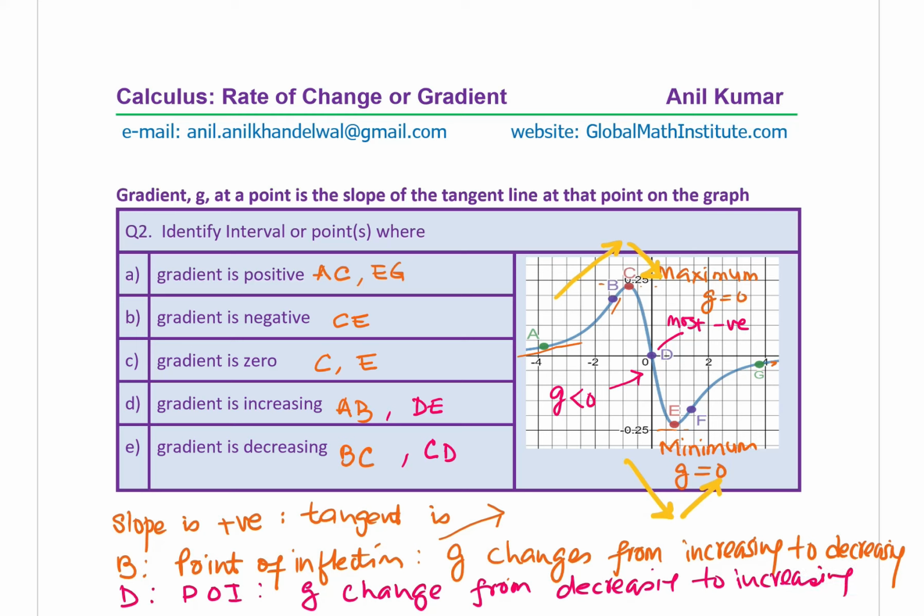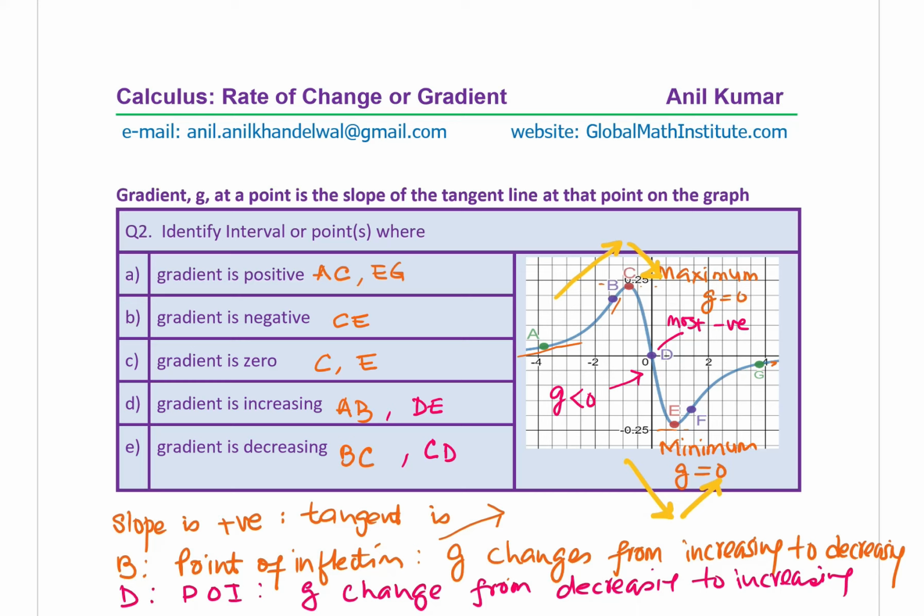So what we infer here is that whenever there is a change in gradient, we might get a point of inflection, as we have seen in this particular graph. Perfect. Another very important part of this graph is the concavity, which I would like you to work on.